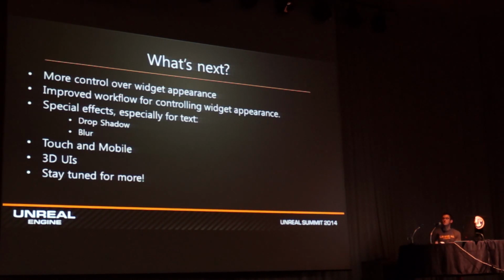But we're not going to stop there. In the future, we would like to add more features. We would like to give designers more control over widget appearance. In fact, we'd like to give designers a way to apply widget appearances to large amounts of widgets systematically. We also want to improve the workflow over the control's appearance in other ways. And we want to add dynamic special effects. For example, blur or drop shadow. These are especially important when dealing with text because you cannot create an appropriate drop shadow for text by using tricks.